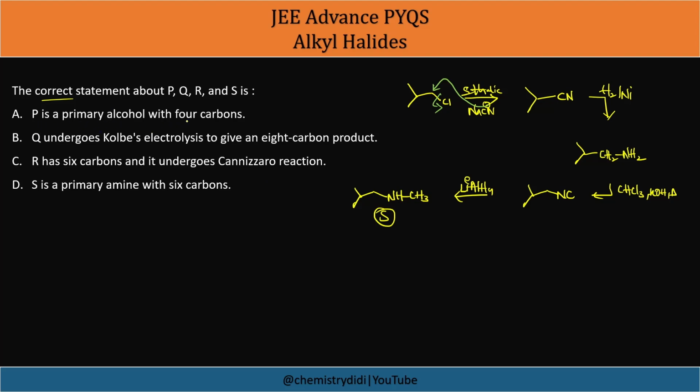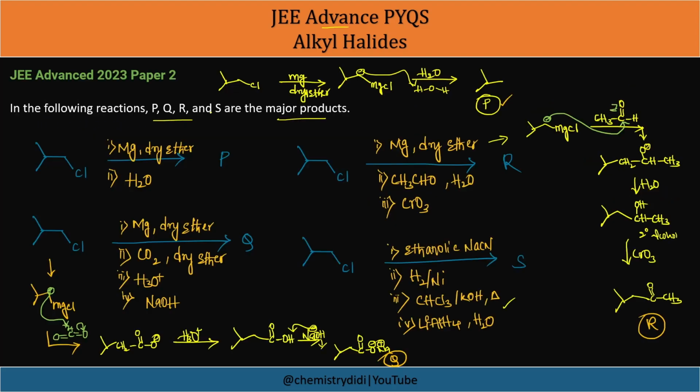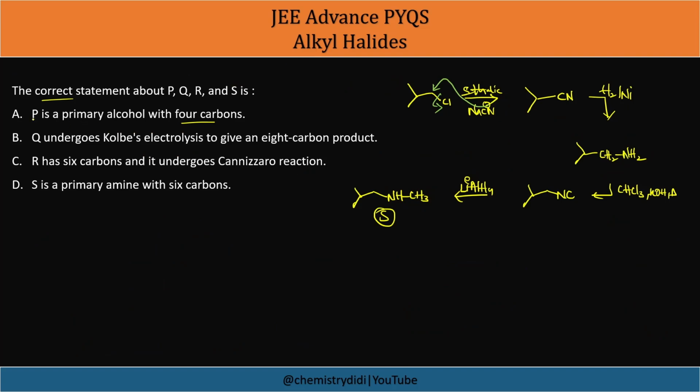P is a primary alcohol with 4 carbons. Let's check P. P is not a primary alcohol, it is an alkane only. So it is not an alcohol. So this statement is wrong because they were asking about correct statements.